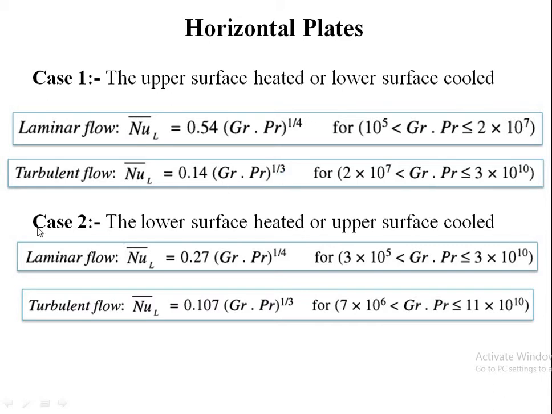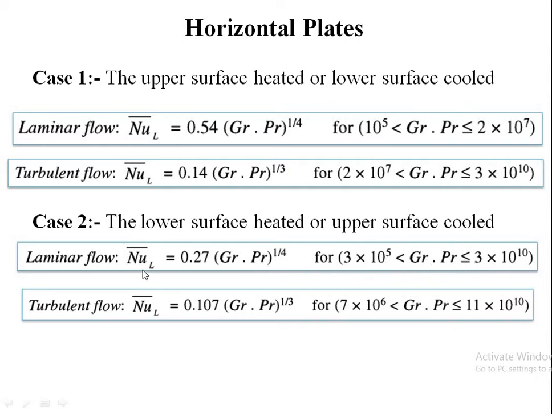This is the first case. The case number second is the lower surface getting heated because of a flowing fluid, or the upper surface getting cooled because of flowing fluid. In that case, we have to use these two correlations for the laminar flow and turbulent flow. So in this case, the flow is considered to be laminar if the product of Grashof number and Prandtl number is between 3 into 10 raised to 5 to 3 into 10 raised to 10.